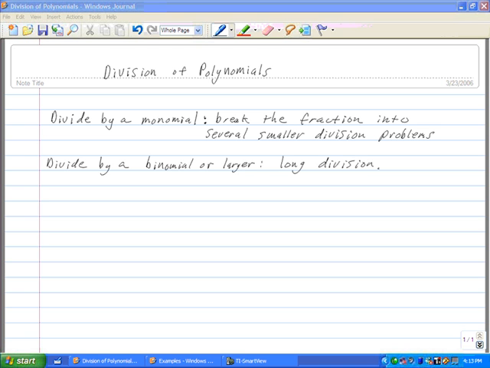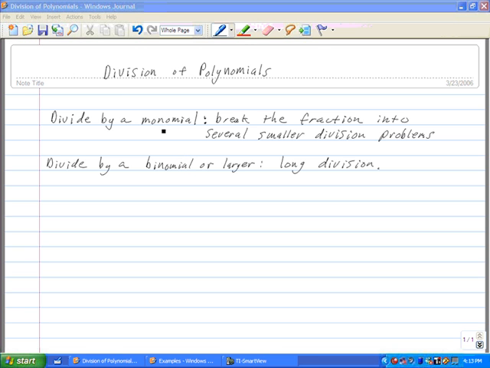The next operation we need to work with polynomials is division, and there will be two techniques that we're going to be using to do our division. The technique that you use is going to be dependent upon what you're dividing by, not so much what you're dividing, but what you're dividing by.